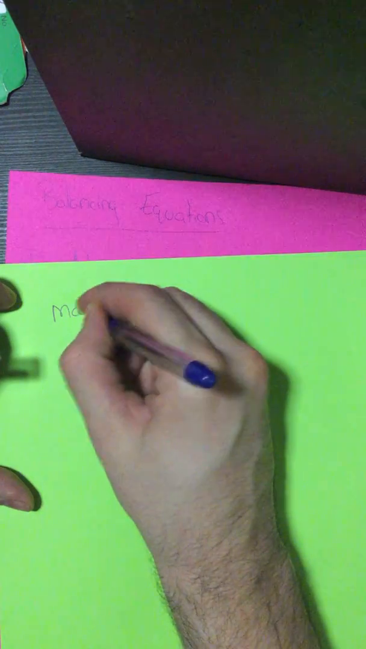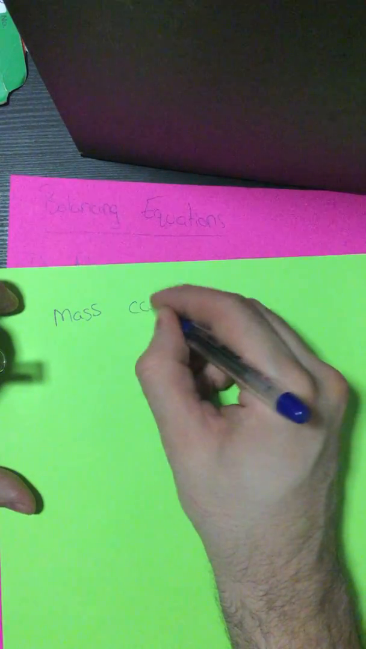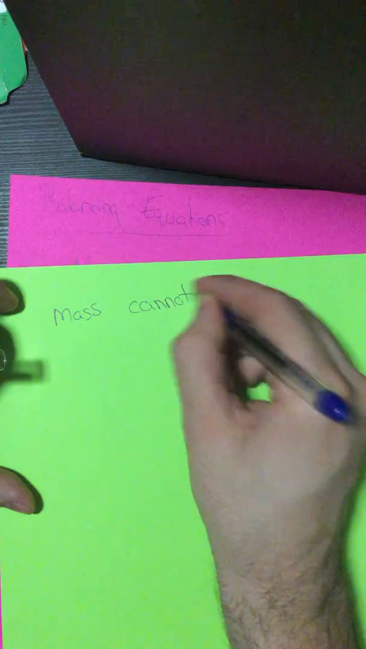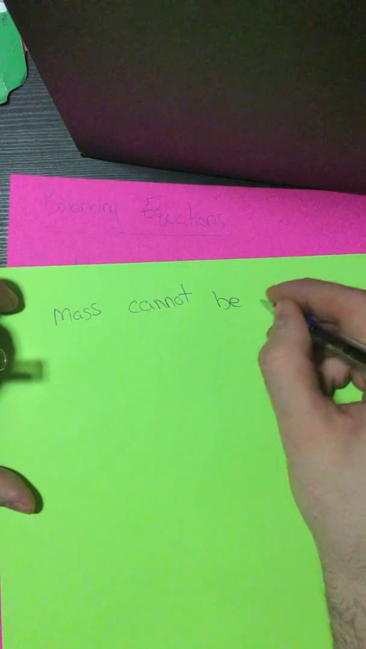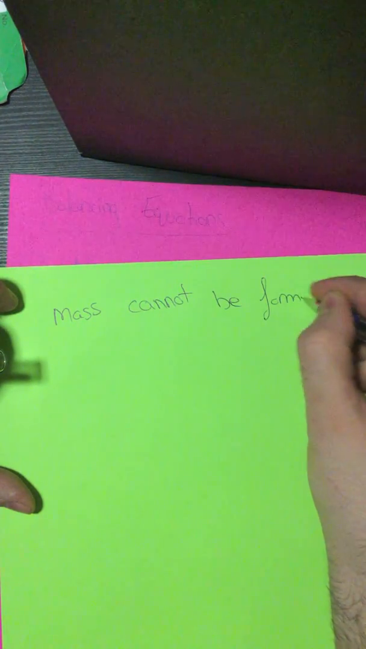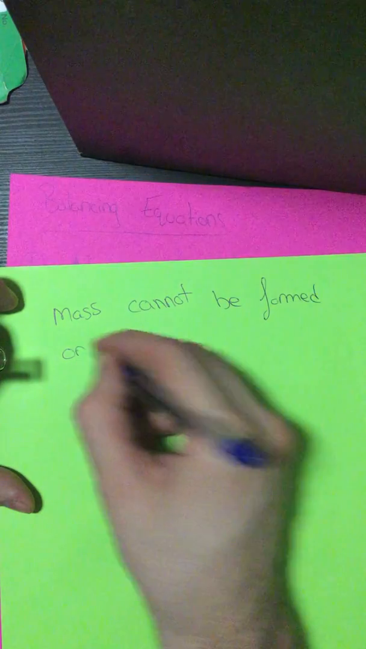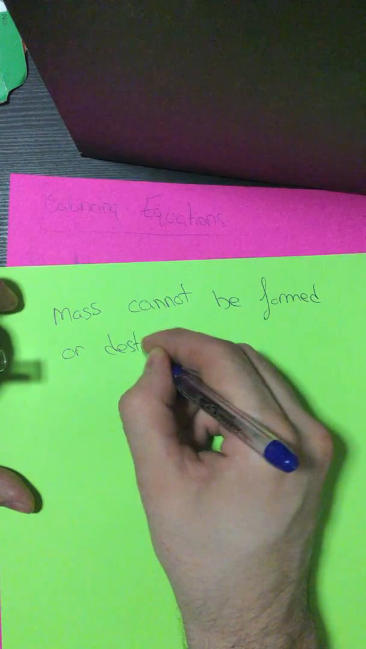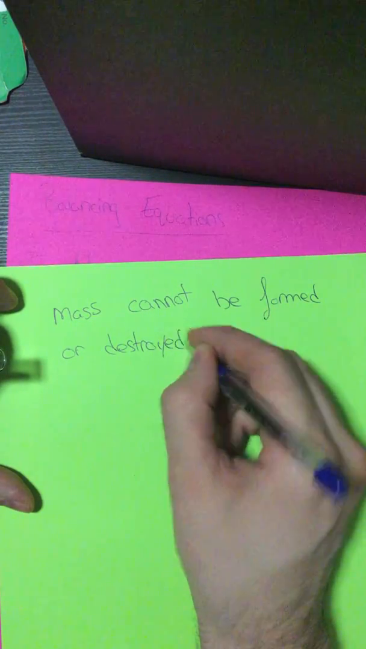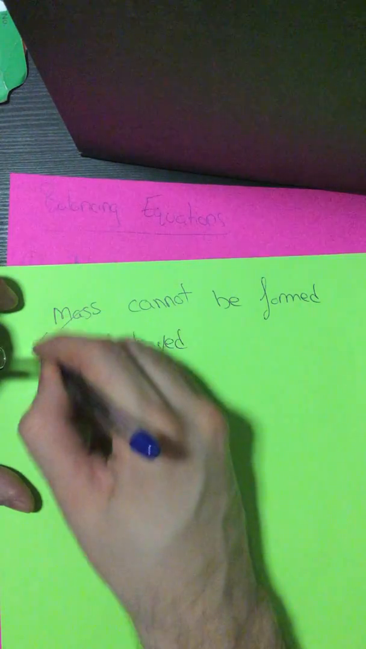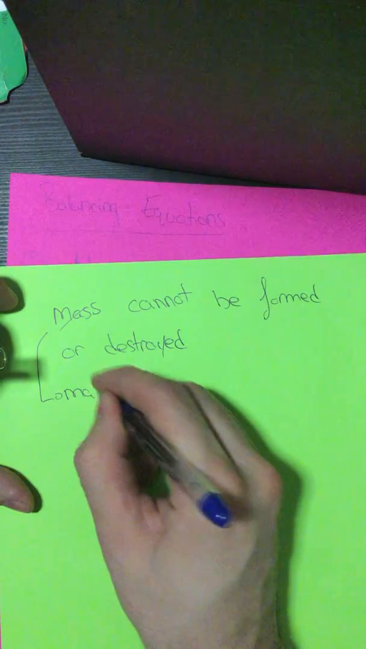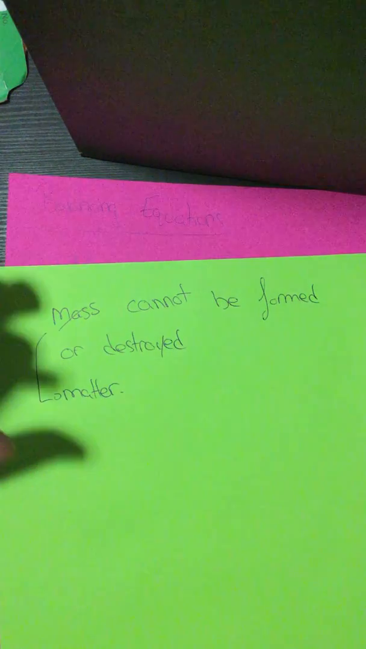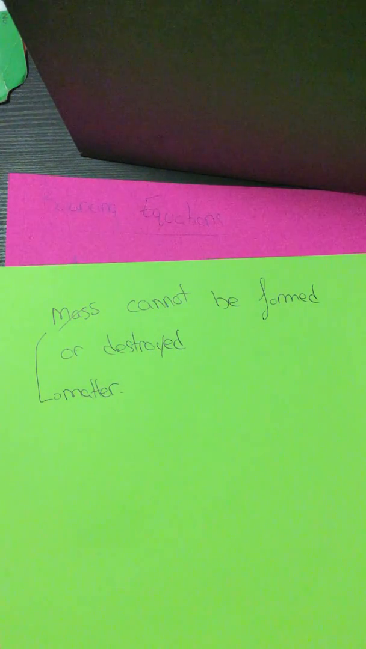So with our law of conservation of mass, mass cannot be formed or destroyed. Now, by mass, of course, we are talking about matter. We can't create matter or destroy matter. To do so, we'd need to be some sort of god.